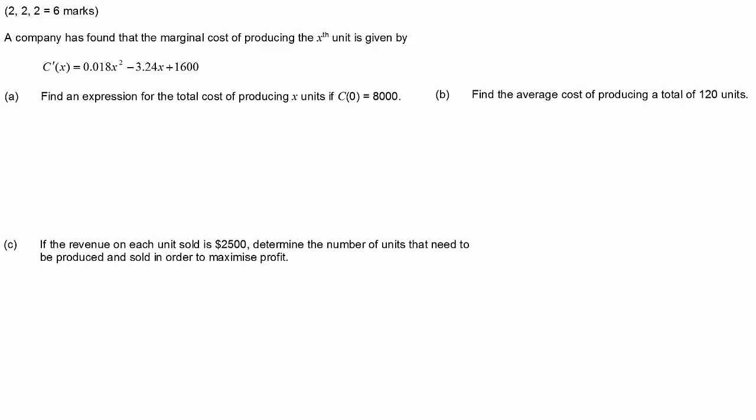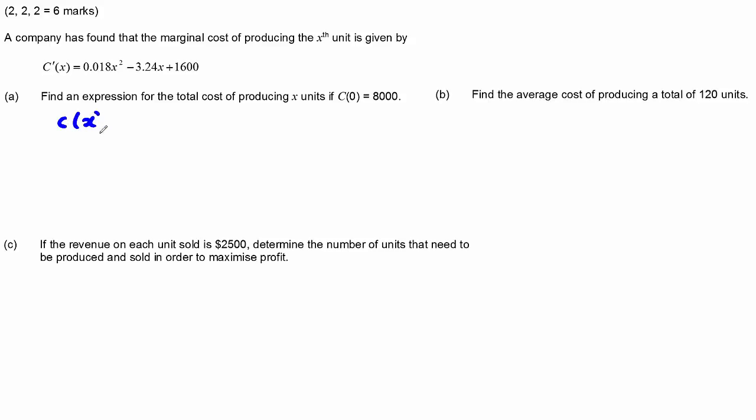A company has found that the marginal cost of producing the xth unit is given by c-dash of x is 0.018x squared minus 3.24x plus 1,600. Find an expression for the total cost of producing x units if c of 0 is 8,000.